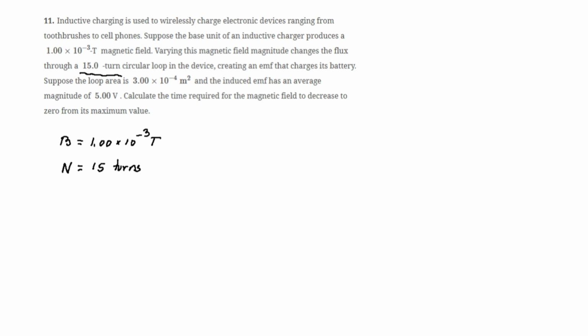Now, what else do they say? They say that the area of the loop, A, is 3.00 times 10 to the negative 4 meters squared. And there is an induced electromotive force of 5 volts. These are known. What is unknown here?